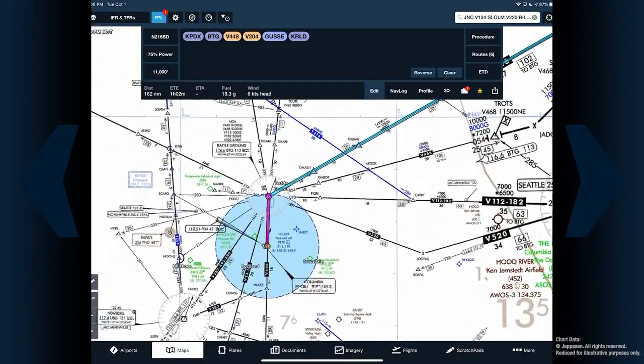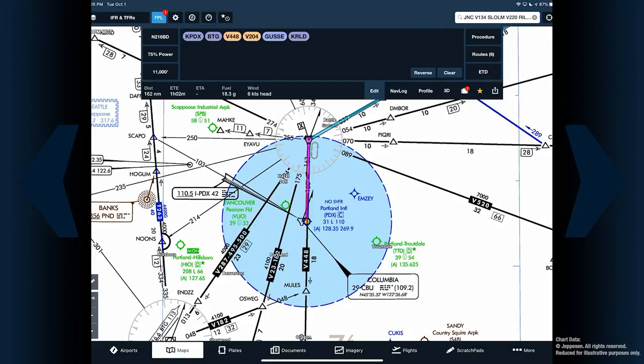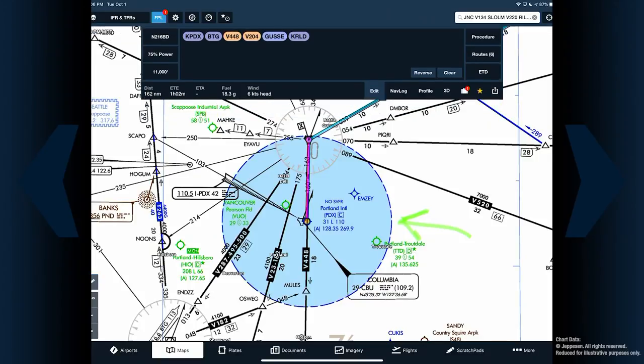So let's start by zooming in here on Portland International. One of the first things that people notice is that Portland has this blue circle with the dashed blue ring on the outside. That indicates Class C airspace. Class B airspace would have a solid ring.